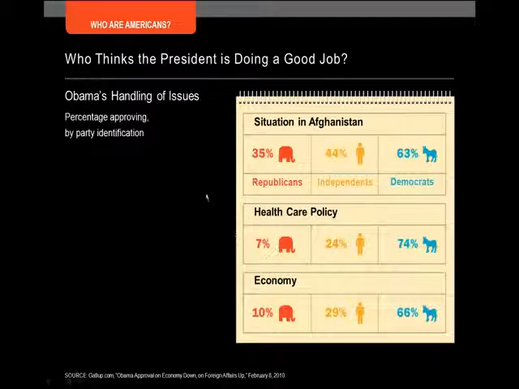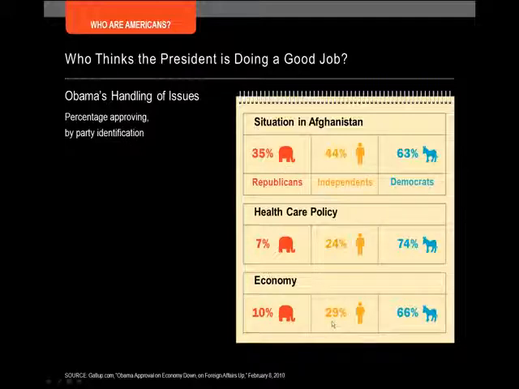All right. But then they also look at specific issues. So Gallup will ask about whether or not people believe that Obama is handling certain issues well. And then they will break it down by political party. And so if you're a Democrat, you're probably in favor of how he's dealing with certain issues, and if you're a Republican, you're probably not. This is not uncommon to see that 63% of Democrats think he's on the right track in Afghanistan, and 74% believe he's on the right track when it comes to health care. And obviously, he's not going to get Republican support in these areas.